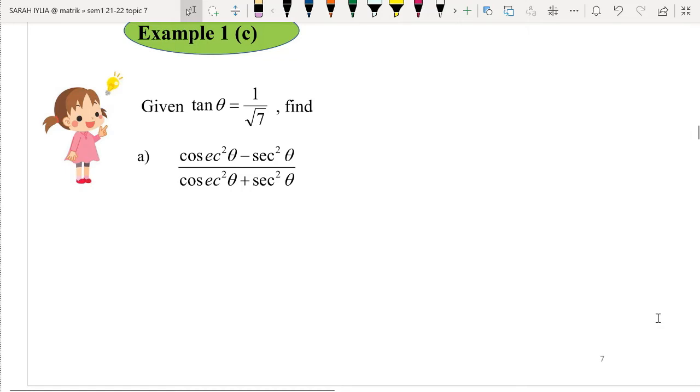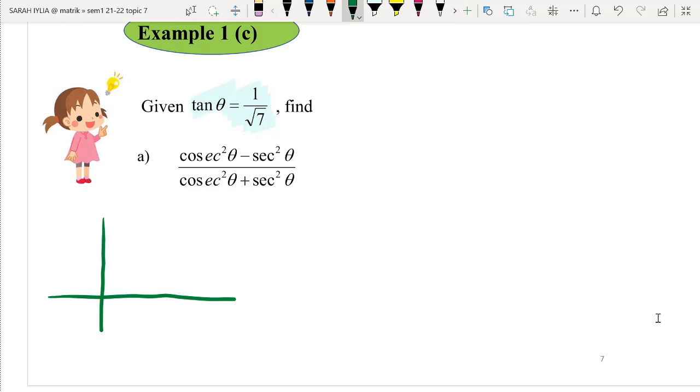Moving on, we have 1C. So from here, given that tangent theta is 1/set7, find cosecant squared theta minus secant squared theta divided by cosecant squared theta plus secant squared theta. Okay, sama je konsep macam yang tadi. Kalau kita ada basic ratios macam ni dalam soalan, first step would be you have to construct the triangle. Right angle triangle tu korang kena lukis sendiri. Okay, so sekarang kita buat benda yang sama. Ambil first quadrant lah. Kalau dia tak mention apa-apa, tak nampak negatif, kena ingat semua ratios akan positif on the first quadrant.